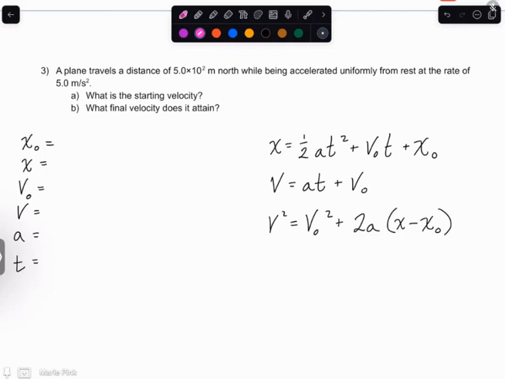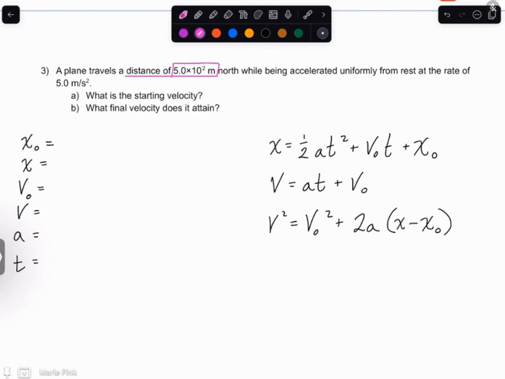So to know which equation to use for number 3, we need to start by identifying what information we are given in the problem. So a plane is traveling a distance of 5.0 times 10 to the 2 meters north. Okay, so distance in meters is position.